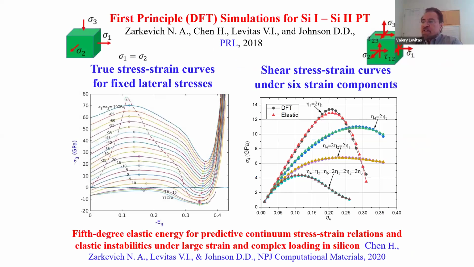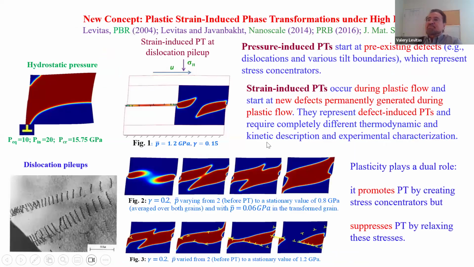We also approximated our results as 5th degree elastic energy, and you see here a good correspondence between elastic prediction and DFT for complex loading, for stress strain curves at large strains, even beyond the phase transformation, lattice instability and phase transformation. But real materials are defective, and that is why we need to take them into account.